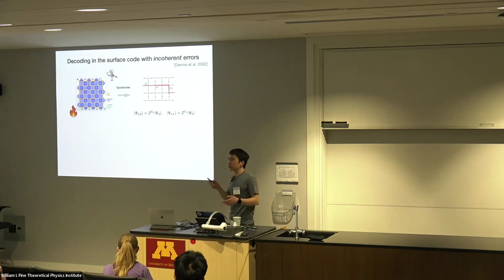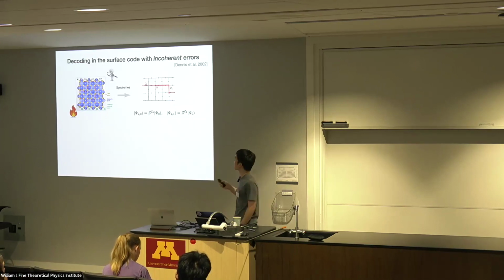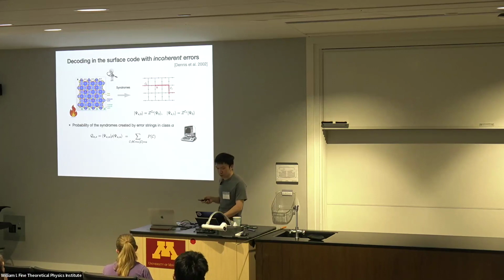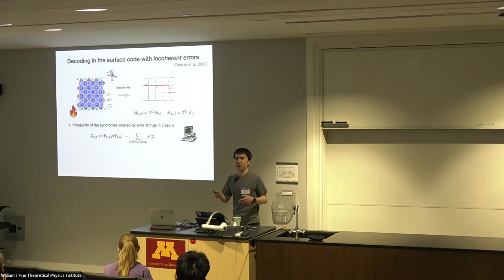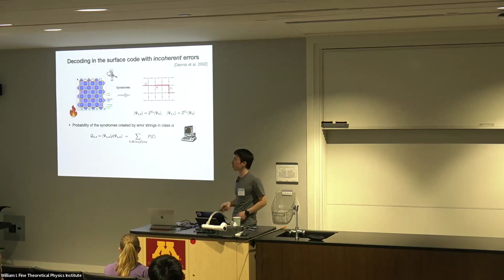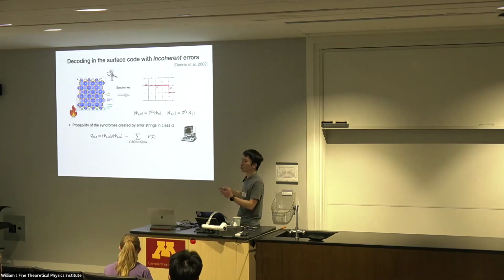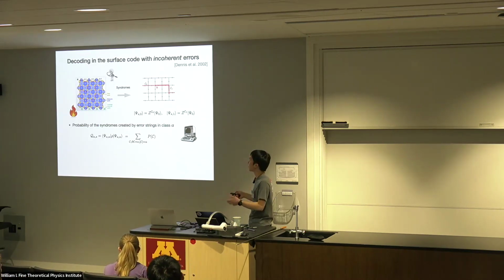So in this case, there are two homologically different choices of the error string, which are labeled here, for example, C1 and C2. The goal of the decoder is to figure out which error string from which homology class has the higher probability, and apply the recovery string belonging to that homology class in order to go back to the encoded state with a higher fidelity.